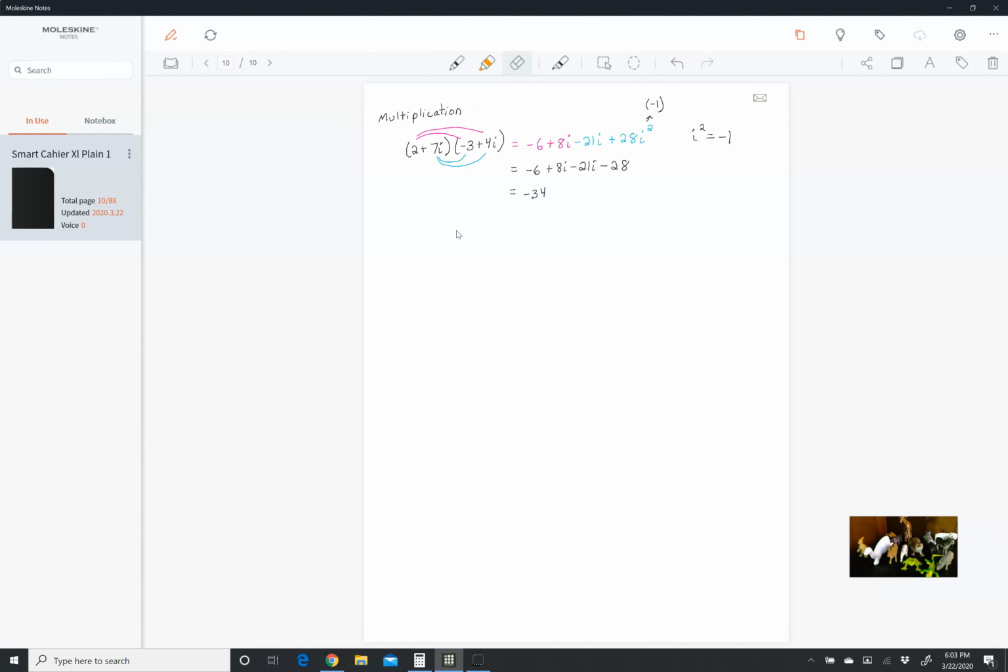So again, we're combining like terms, and 8 minus 21 is negative 13i. Okay, let's do one more.